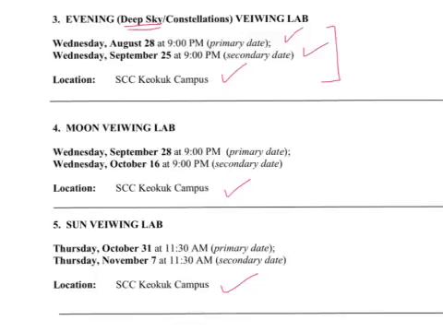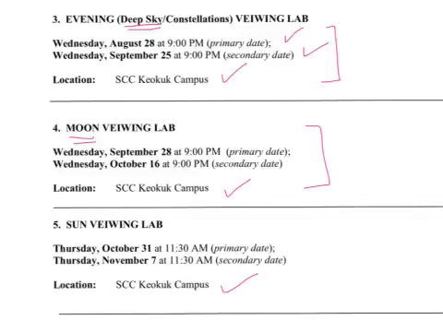Then this lab down here, item number 4, we're going to look at the moon. And they say the best time to look at the moon is crescent pushing first quarter. So I've tried to pick out some dates that will work well for that. Again, it's at the Keokuk campus.